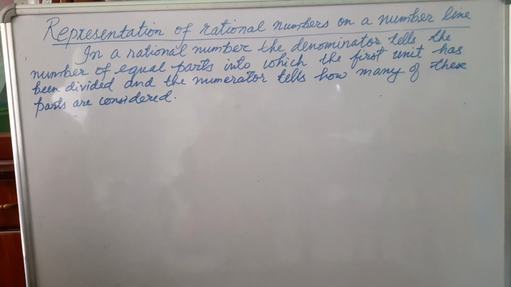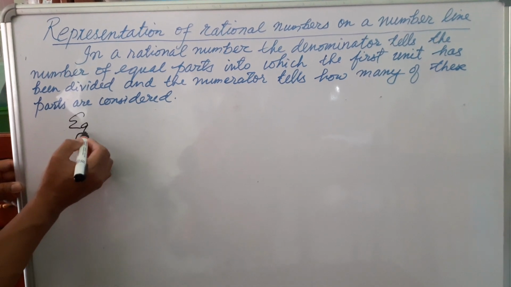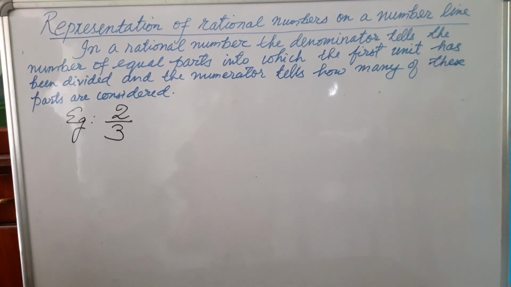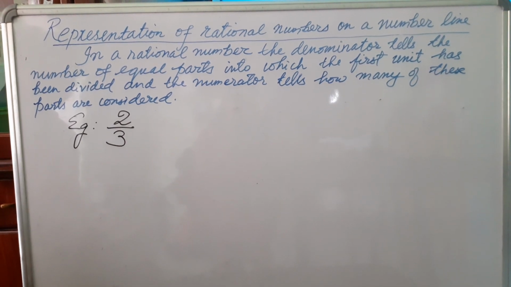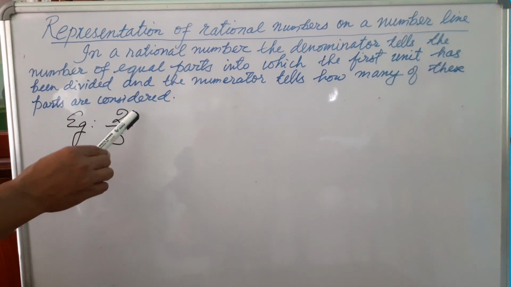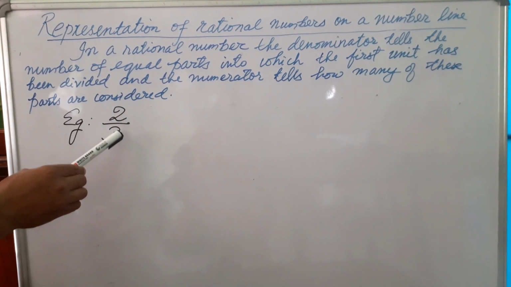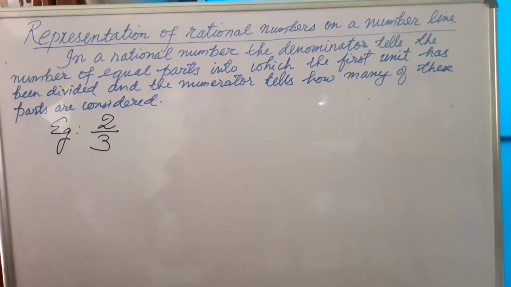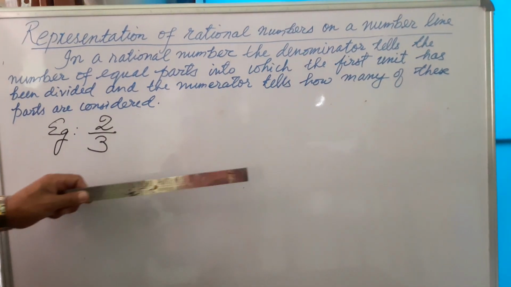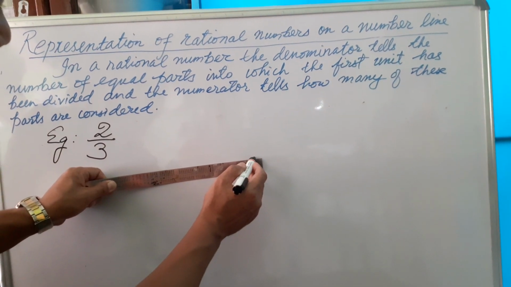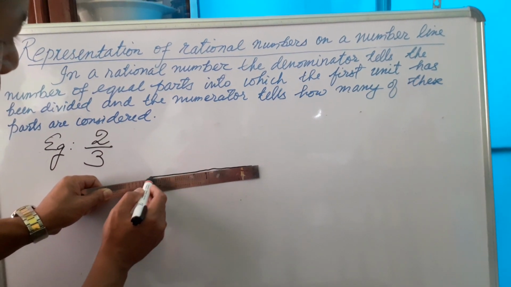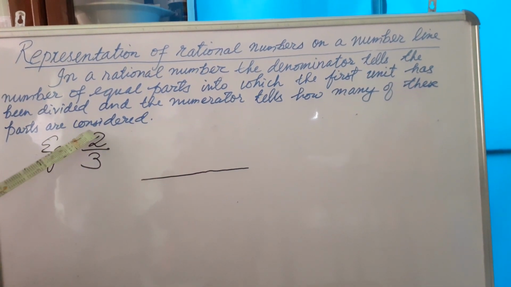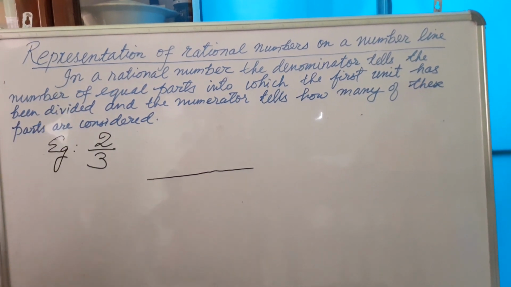For example, a rational number 2 by 3. How will you represent 2 by 3? This means that 2 out of 3 parts on the right side of 0 in a number line. If you draw a number line and 2 by 3, it is less than 1, so it will be between 0 and 1.